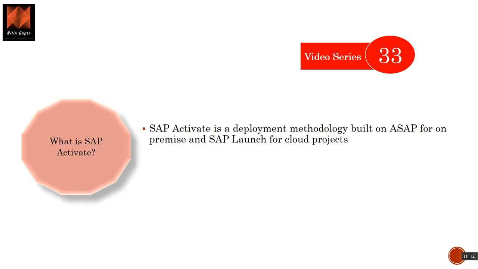So SAP Activate is a deployment methodology built on ASAP for on-premise and SAP Launch for cloud projects. Being a part of an SAP project, you must be aware that SAP has been using the ASAP methodology, meaning Accelerated SAP, which has preparation, blueprint, configuration, and other phases for on-premise systems, mostly for ECC till now. And then SAP came up with SAP Launch for cloud projects.